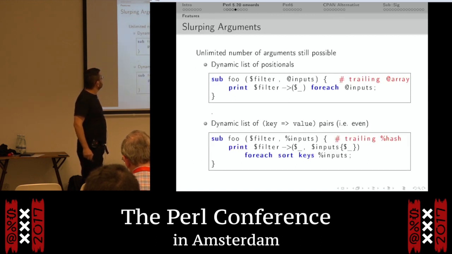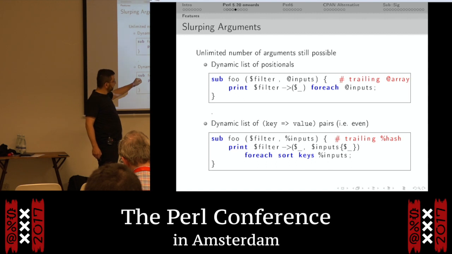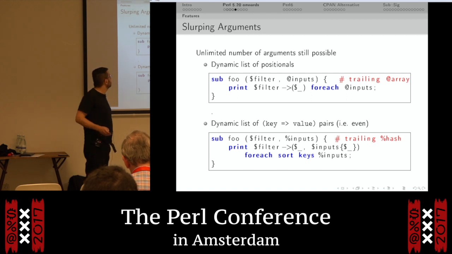Then you have the possibility, of course, to have an unlimited number of arguments. It's still possible. You have to have a slurpy variable, which is at the end. And you have two possibilities to define a slurpy variable. You can have it with an @ sign or with a % sign. So it means it's an array or it's a hash. And if it's a hash, it will check if the number of arguments is even, because it expects key value pairs.